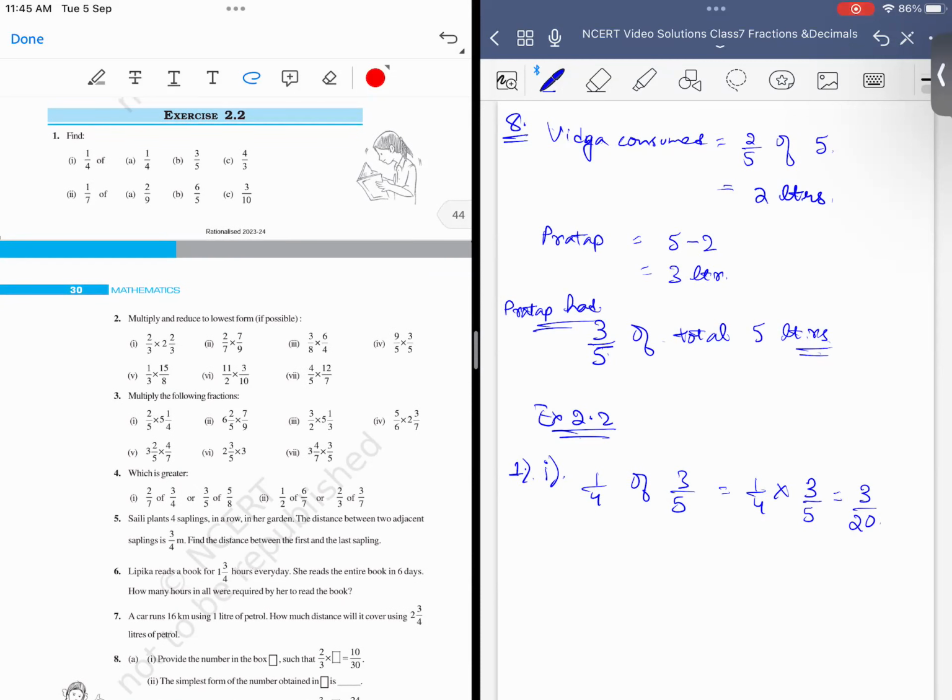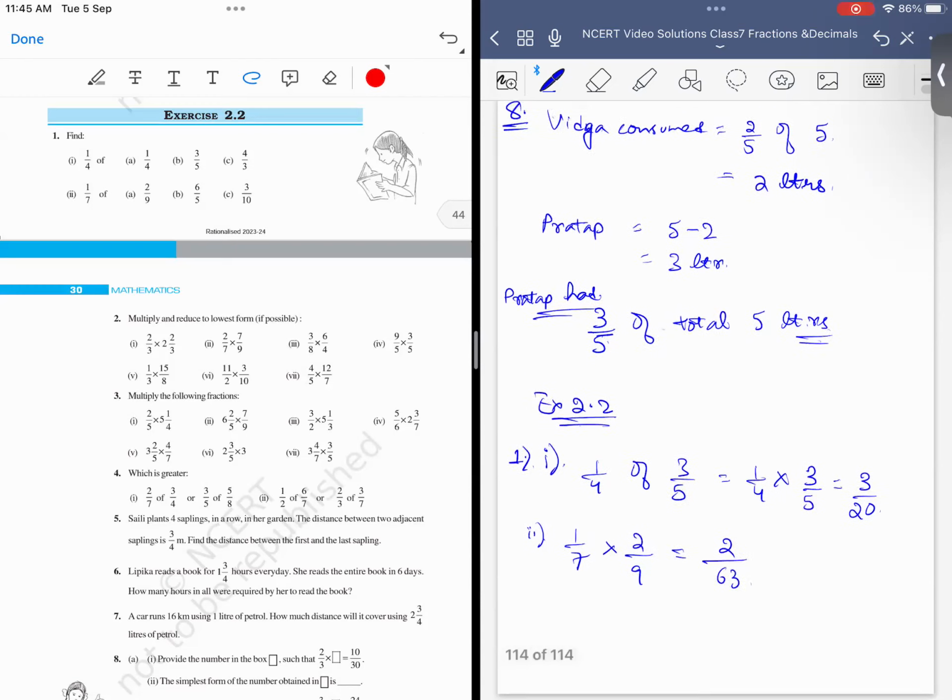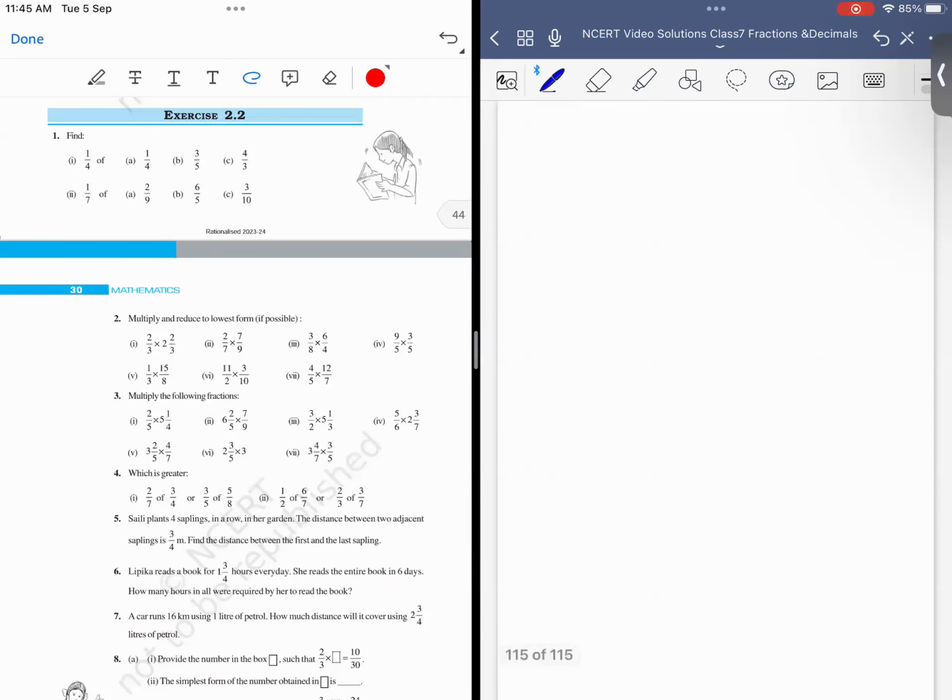Okay, the second question, if I pick up 1 by 7 of, let's say I'll take 2 by 9 only. So it will be 2 upon 63, and it is in simplest form. Likewise, we do. Now, coming to question number 2, multiply and reduce to lowest form if possible.